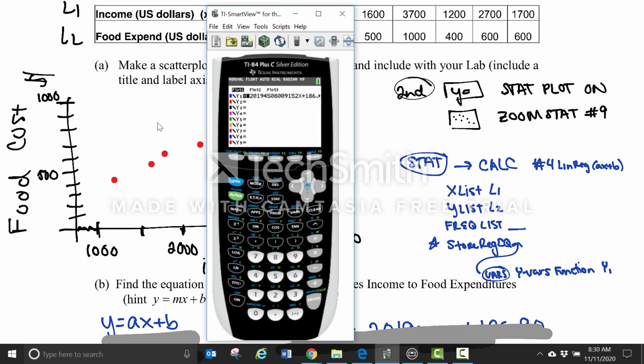And one thing we're missing is we want to know what r and r squared is. So we need to turn on our diagnostics. So go to second 0, scroll down to D or hit D. There's another way to do this, but not all the calculators do it, so I'll teach you the long way. Scroll down to diagnostics on.